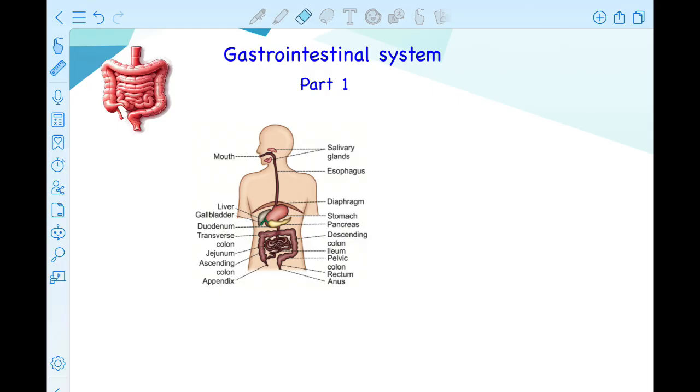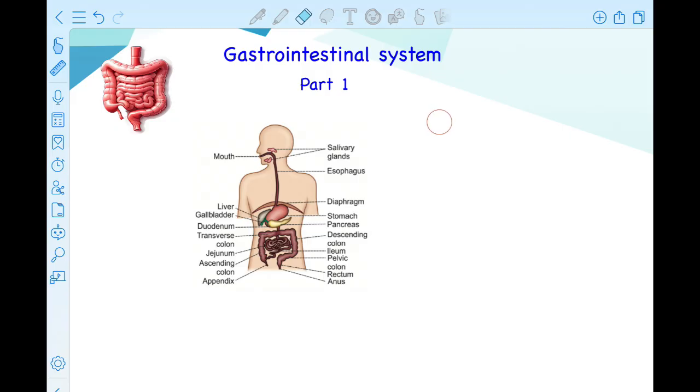So, after a discussion on the cardiovascular system, we're back with another very important topic and very important subject of physiology, that is the gastrointestinal system. In this topic, first of all, we're going to see what the digestive system is and what is helping in salivary secretion. All right.